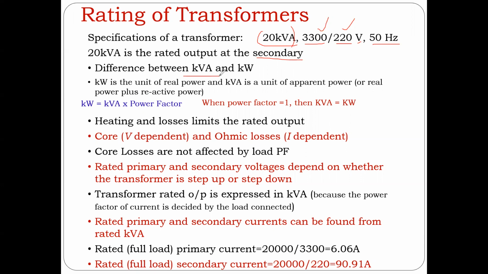You should know the difference between kVA and kW, kilowatt. When the power factor is 1, we consider kilowatt, and when the power factor is not 1, we call it kVA. So kVA times the power factor is equal to kW. kW is a unit of real power, whereas kilovolt-ampere is a unit of apparent power, which includes the real and the reactive power. When the power factor is 1, both kVA and kW would be the same. Otherwise, they are not the same.